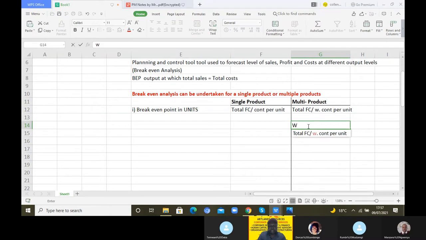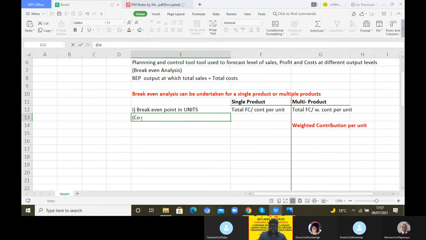Weighted contribution per unit, this is how it is calculated. Remember, for all intents and purposes, contribution means selling price minus variable costs. Just in case you have forgotten: contribution equals selling price minus variable cost. That's how you calculate contribution, selling price per unit minus variable costs.